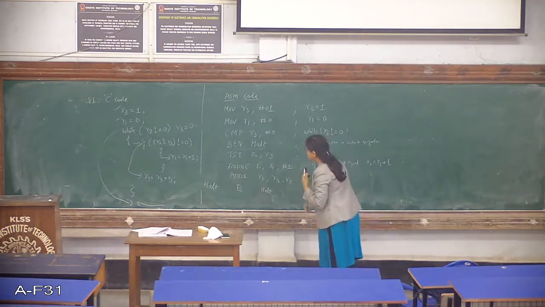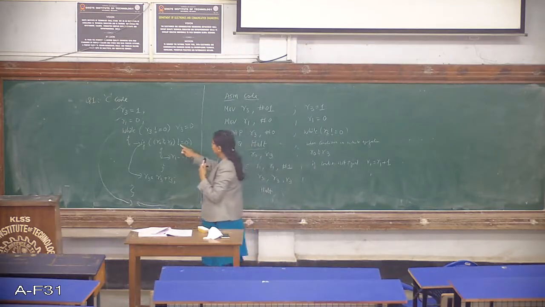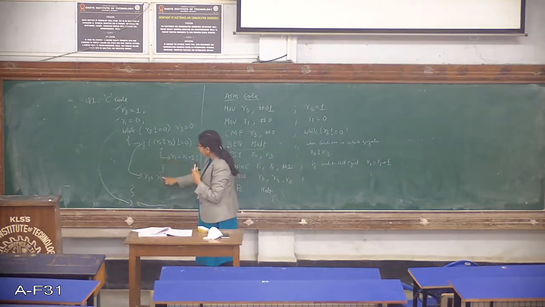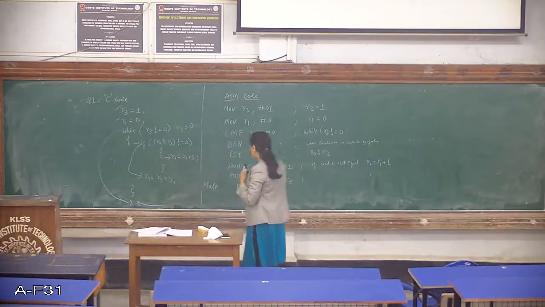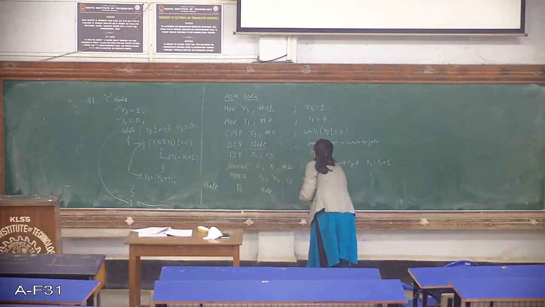Next is ADDS. So once you are done with this, the next statement is nothing but R3 is equal to R3 plus R3. So this is what is done by this instruction. So this is performing R3 is equal to R3 plus R3 here.